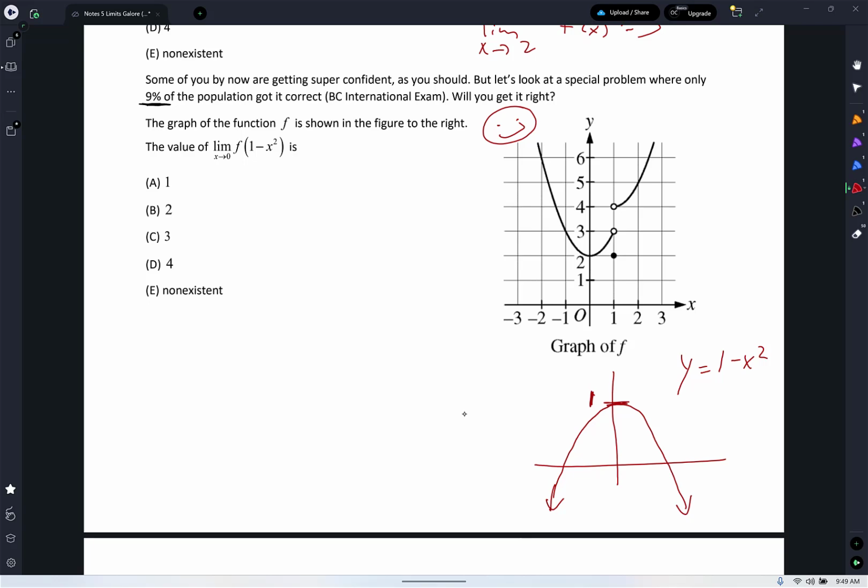How many think the answer is 1? One of you, okay. How many think the answer is 2? 2 of you. 2, okay. How many think the answer is 3? No one. How many think the answer is 4? No one. How many think the answer is nonexistent? Only 3 of you voted.